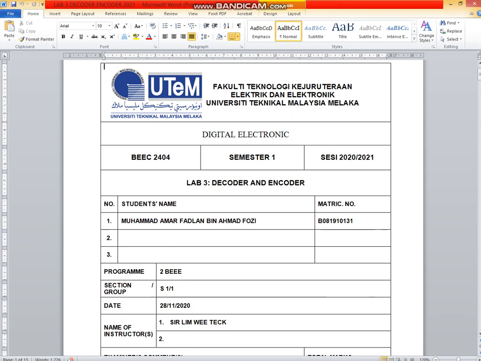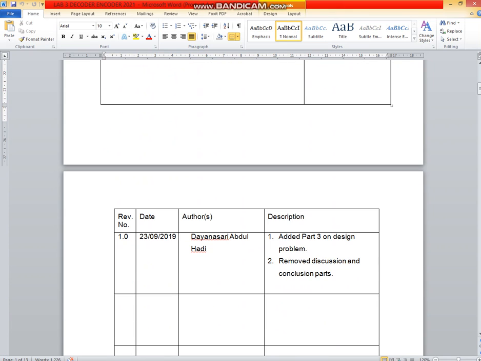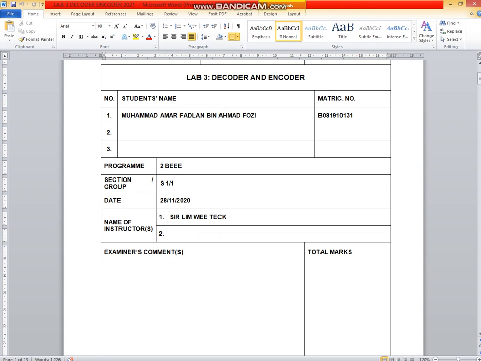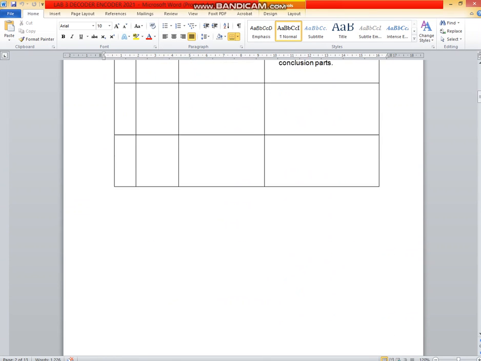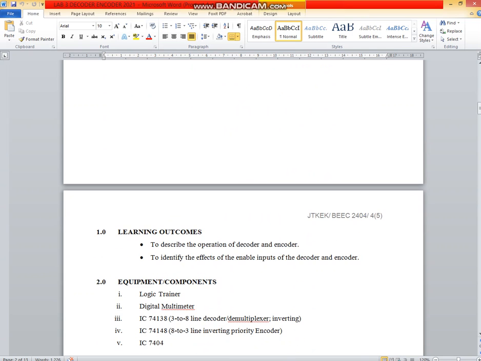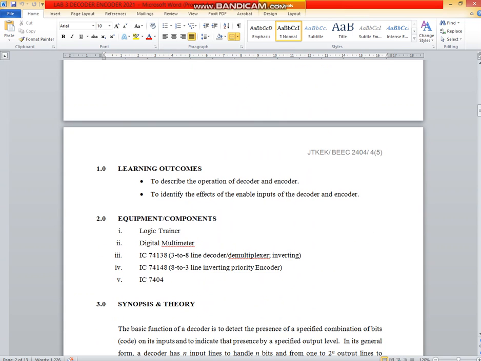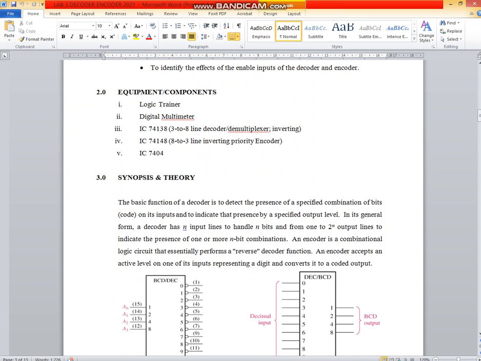Okay, so I will explain lab 3, decoder and encoder, with the report. Here are the learning outcomes: to describe the operation of decoder and encoder, and to identify the effect of the enabled inputs of the decoder and encoder.